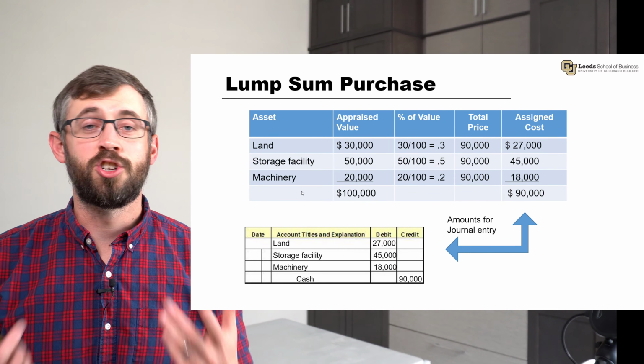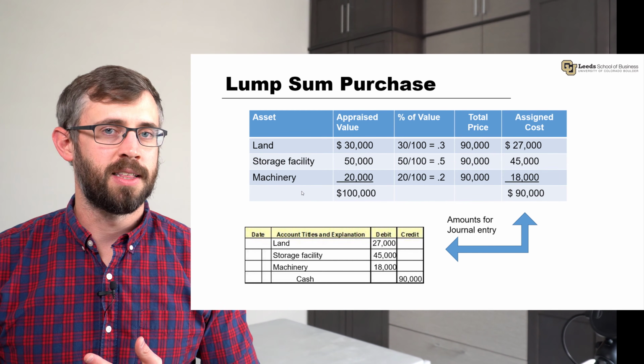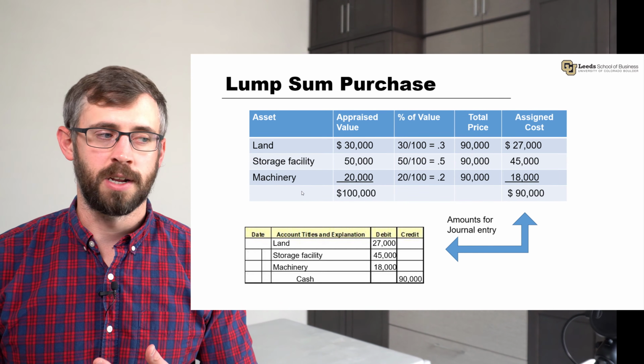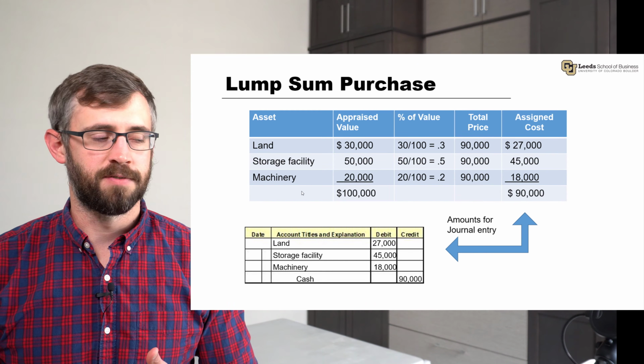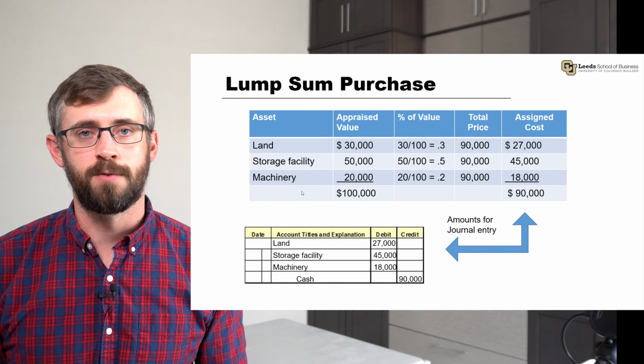So if you wanted to see what the journal entry looked like here, we would debit the land for $27,000, debit the storage facility for $45,000, and debit the machinery for $18,000. And then we have a credit to cash, what we have to pay for this stuff, of the full $90,000.